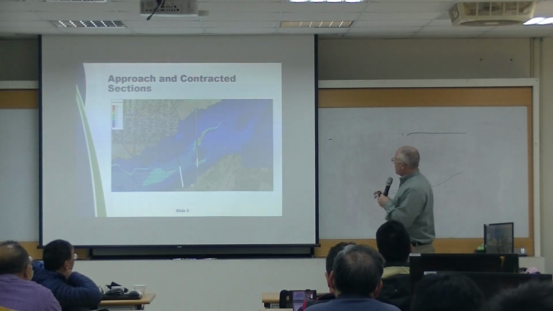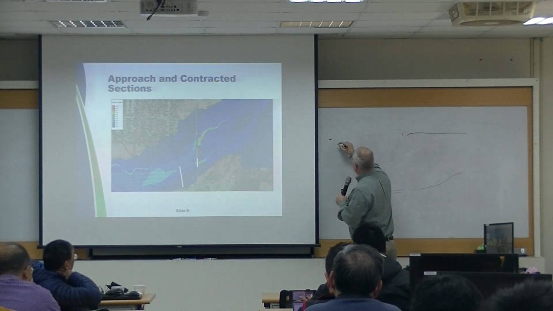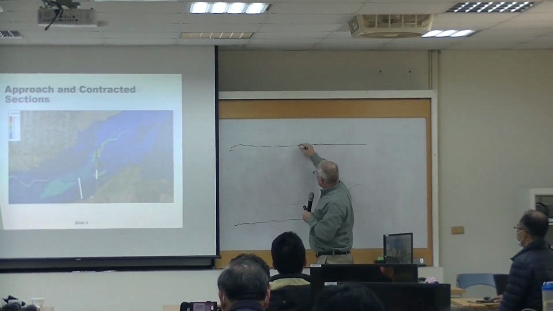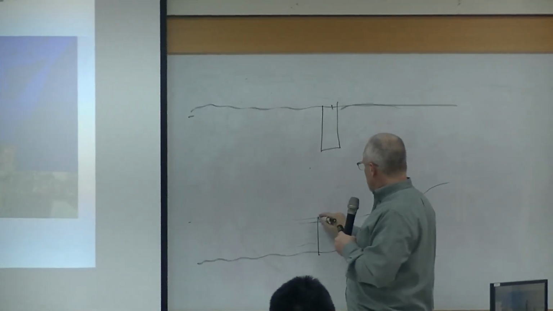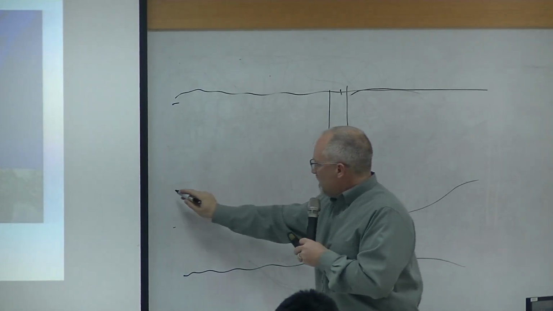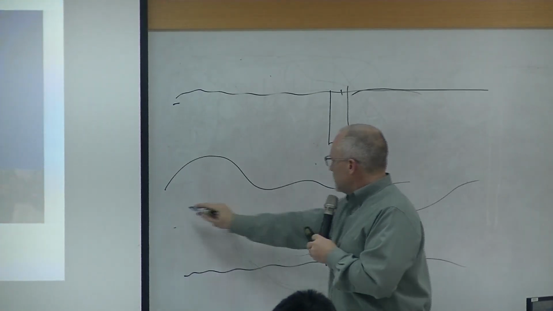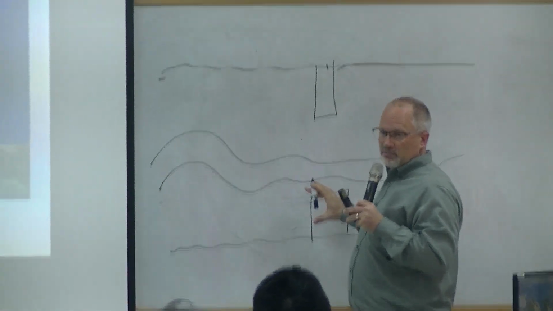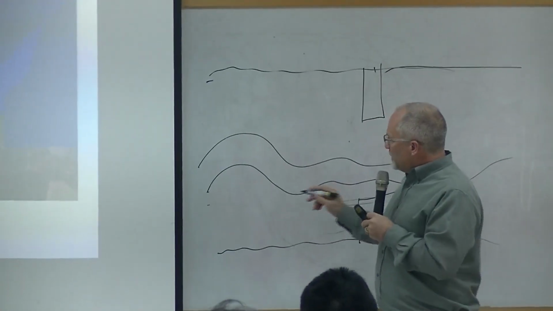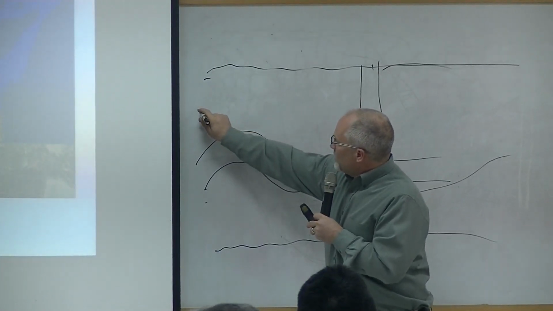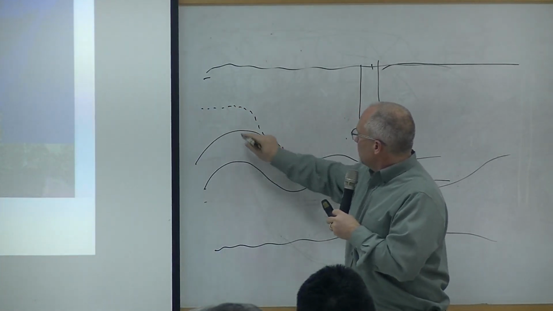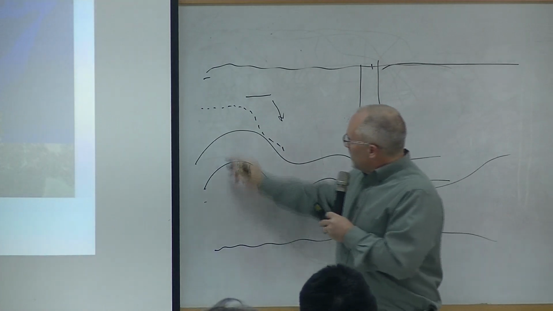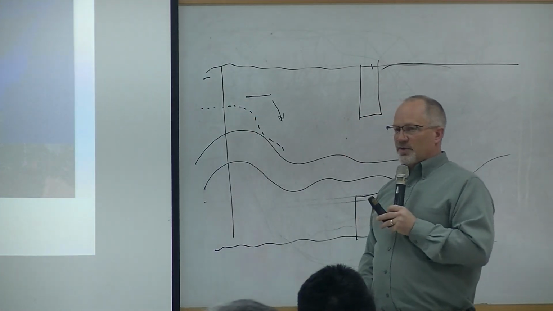Here's the floodplain. Let's say we have a bridge that looks like this, but then we have a main channel that looks like this. So the channel is not the whole bridge opening. If these flow vectors start to do this, we know that when we start to see the overbank flow being turned into the main channel, we want to put our approach cross section up there.